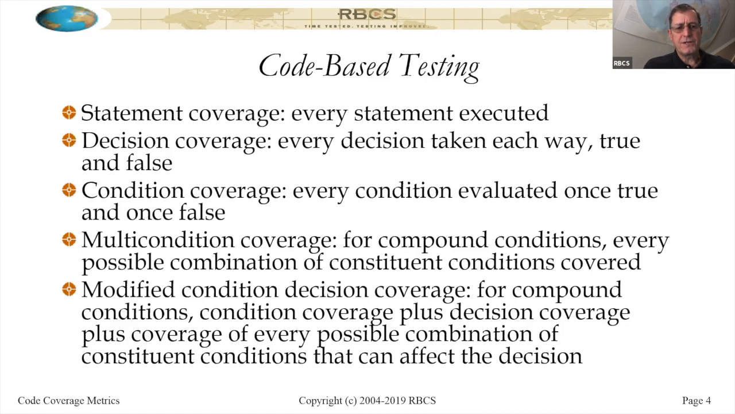So there is a form of code-based coverage called modified condition decision coverage, which doesn't try to get to multi-condition coverage, but it achieves the same level of code safety. And what it does is it says that you have to achieve condition coverage, so every condition has to be at least once true and once false, plus decision coverage. So you have to have done the true and the false side of the decision, plus coverage of every possible combination of constituent conditions that can affect the decision. Now that's a mouthful, but don't worry, I'm going to explain that.